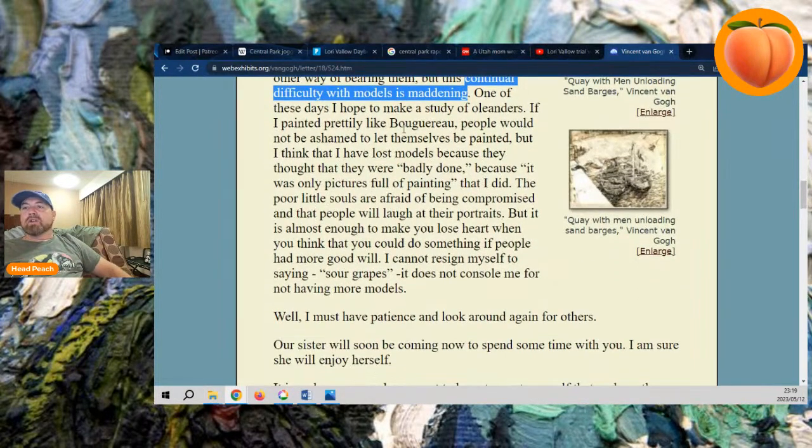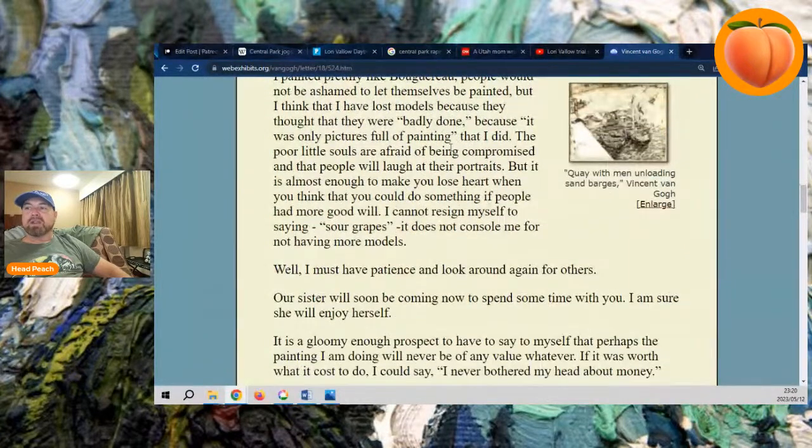Anyway, he says, one of these days I hope to make a study of oleanders. If I painted prettily like Bouguereau, people would not be ashamed to let themselves be painted. But I think that I've lost models because they thought that they were badly done, because it was only pictures full of painting that I did.